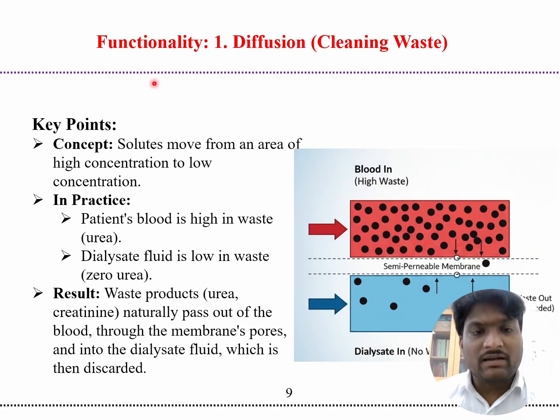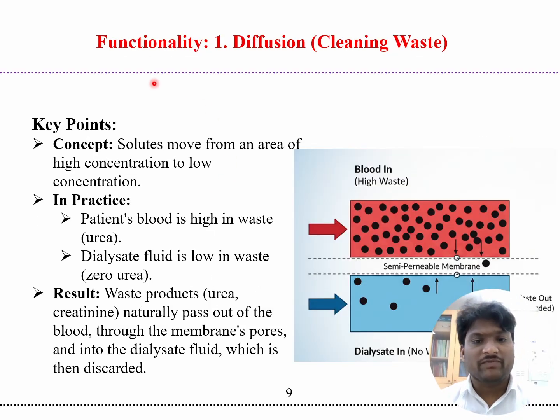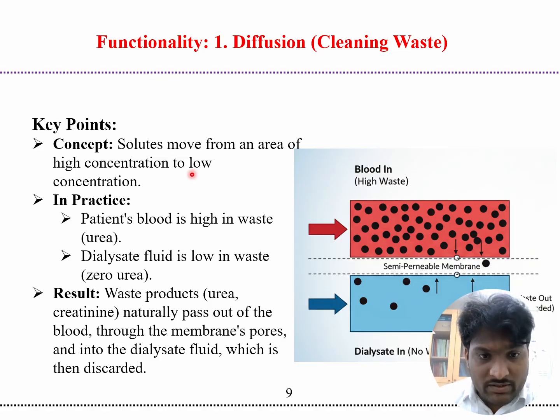The first functionality is diffusion, cleaning the waste. The concept is that solutes move from a higher concentration to a lower concentration. In practice, the patient's blood is high in waste like urea, and the dialysate is low in waste, with zero urea. As a result, waste products like urea and creatinine naturally pass out from the blood through the membrane pores and into the dialysate fluid, which is then discarded.